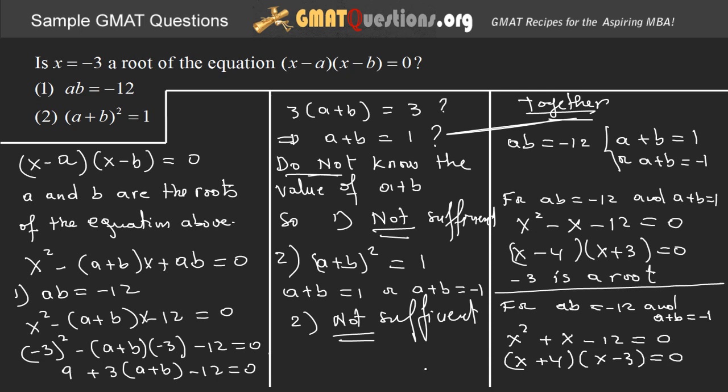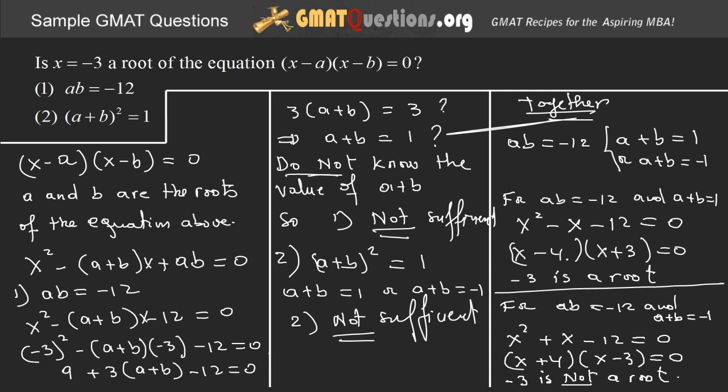Okay, assuming you know how to do this factorization pretty fast. 4 times the negative 3 is going to be negative 12. 4 plus minus 3 is 1 here. So this is correct. But in this particular case, the roots are negative 4 and 3. So negative 3 is not a root. Okay, I hope you'll agree with that. It is not a root. So really, even together, it's not sufficient.